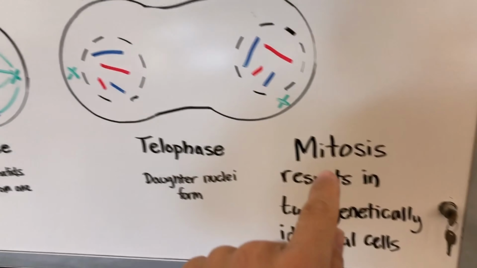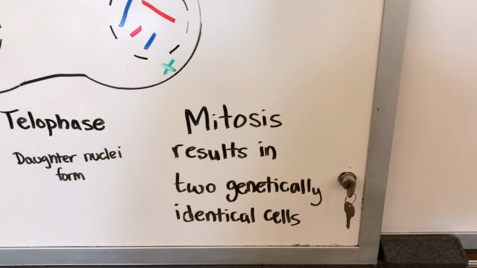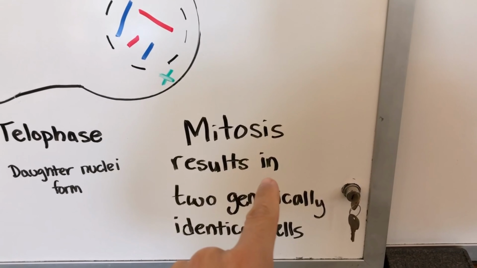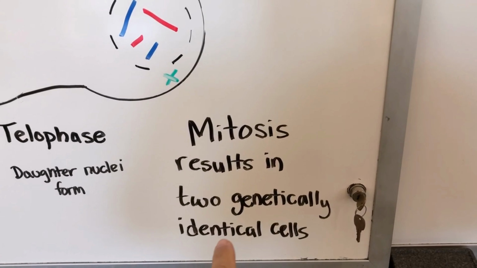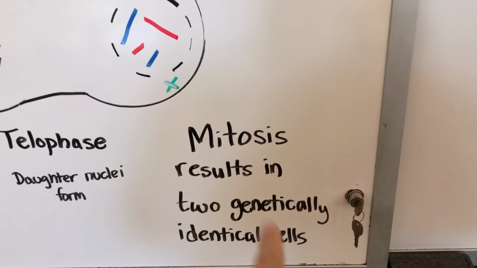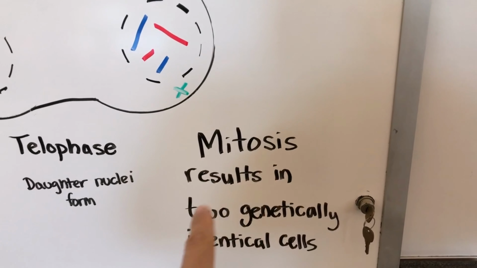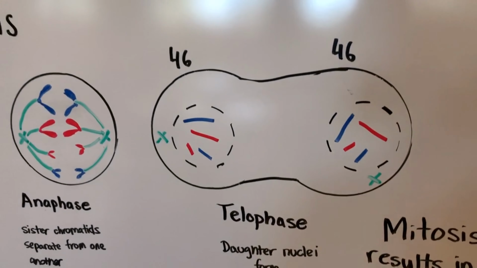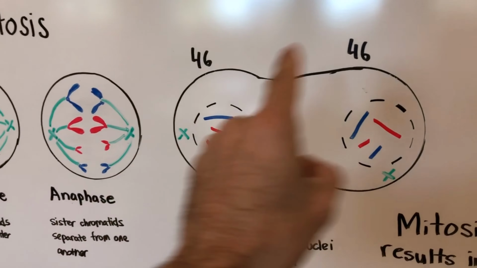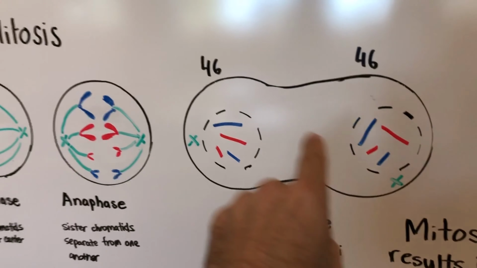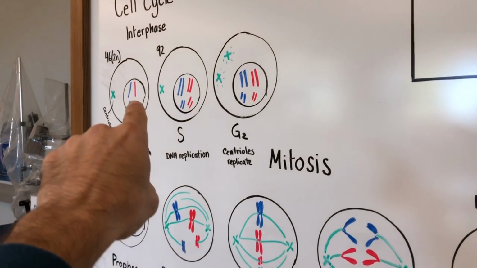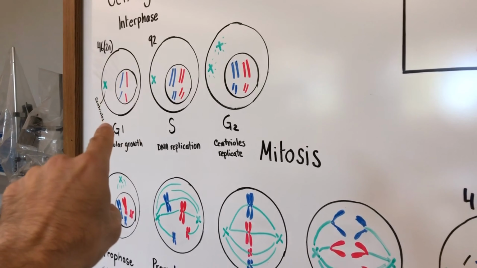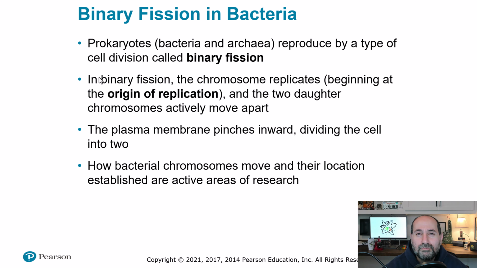All right, so what is the product of mitosis? Mitosis results in two genetically identical cells, and those are somatic cells. So this cell and this cell are identical to one another, and they are identical to the original cell that made them way back. Now, did you know that prokaryotes do not undergo mitosis when they divide?